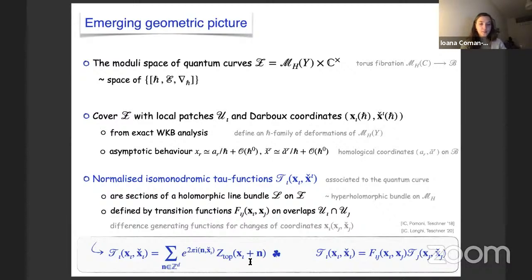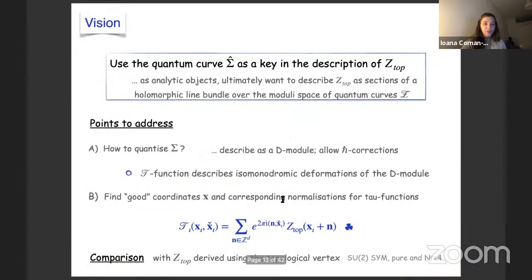And now in adopting this point of view, changes of coordinates on overlaps of patches, these are given by these F, these are difference generating functions, which give the change of coordinates between different normalized tau functions, and therefore represent the transition functions that define this line bundle. So this was in a very compact, condensed form, the big picture.